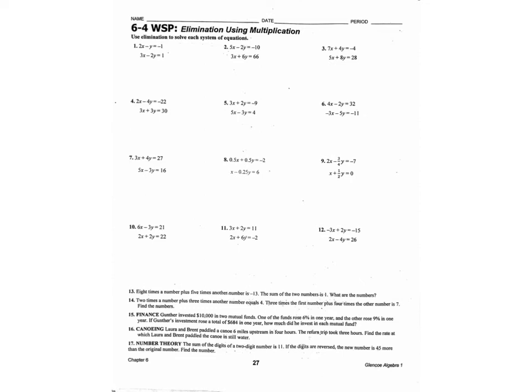Yesterday we covered solving systems with the elimination method, the linear combinations method, and this is just more practice. But notice it's 6.4, not 6.3. The only difference between the sections is that in 6.4, you're going to have to actually modify one equation or maybe both equations to get something to cancel.